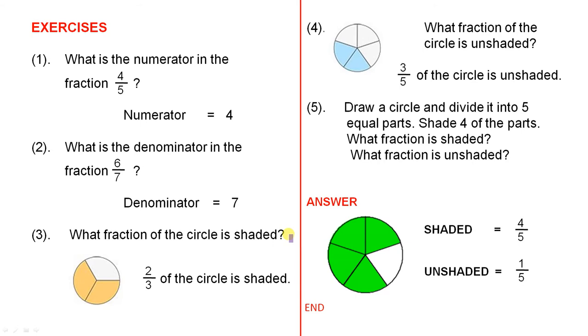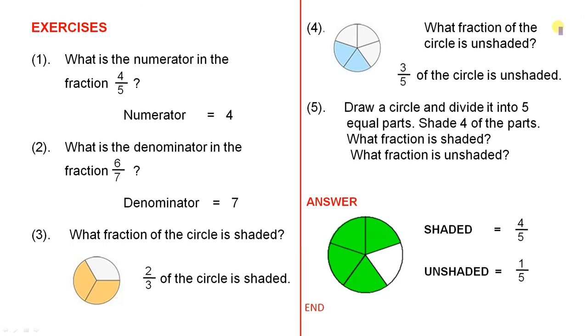What fraction of the circle is shaded? Now, you notice that there are two parts of the circle that are shaded, so we put 2. Altogether, there are 3 equal parts, so we put 3 for the denominator. So 2/3 of the circle is shaded.